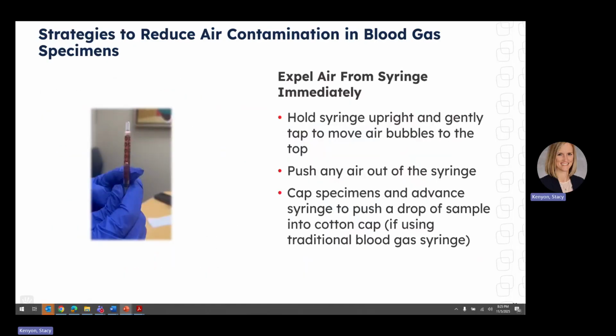The second way in which to reduce air contamination is to expel any bubbles or air that was introduced in the sample during collection, and that has to be done immediately after the collection. To do this, you hold the syringe upright and gently tap to move any air bubbles to the top, and then you push any air out of the syringe and cap the specimen.